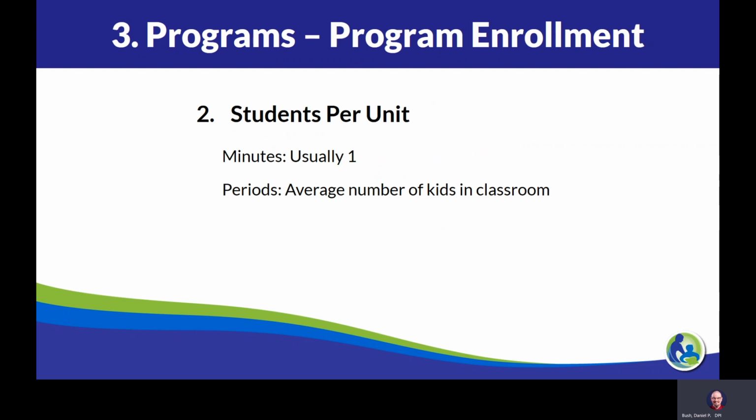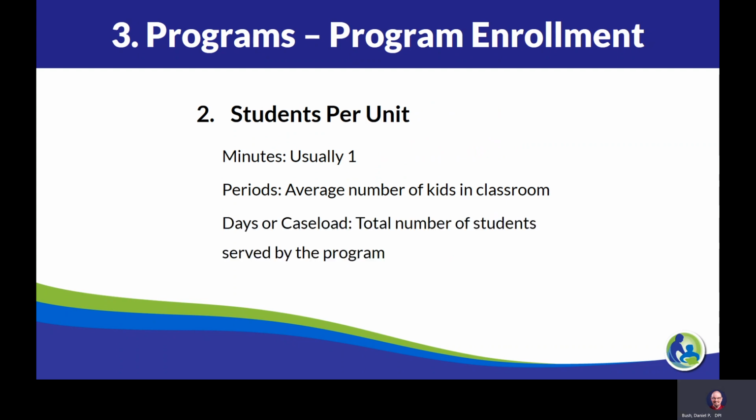For periods, this is going to be the average number of kids who are in the classroom in any given period. So if you have 2 sections of a transition class, 1 section has 4 kids, 1 section has 6 kids, the average of 4 and 6 is 5. 5 is what you would enter as students per unit. For days or for caseload, you would just enter the total number of students being served by this particular program.